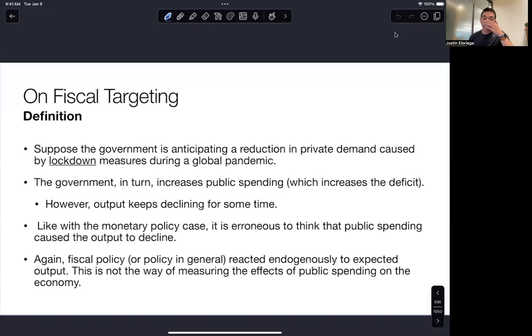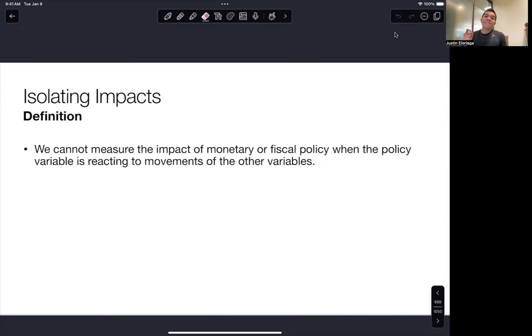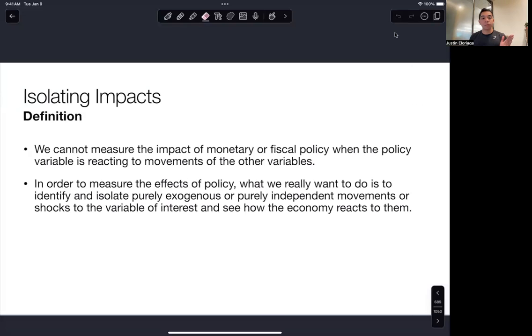Right? So we need a more sophisticated way that can account for these endogenous reactions to changes in the economy. And the key thing here is about isolating the impact. We cannot measure the impact of monetary or fiscal policy when the policy variable is reacting to movements of the other variables, so we need to try to silence out the noise and just focus on the relationship between two specific variables, right?